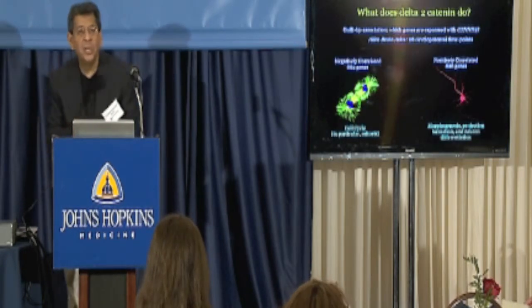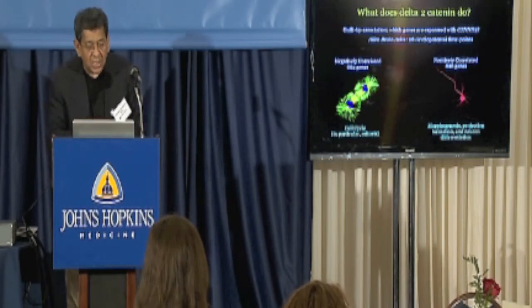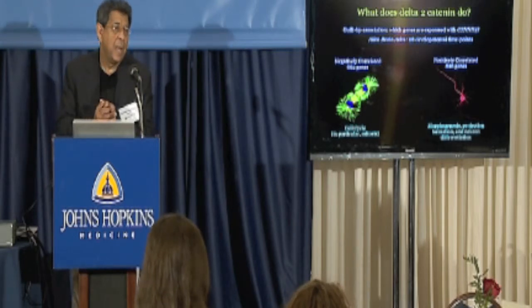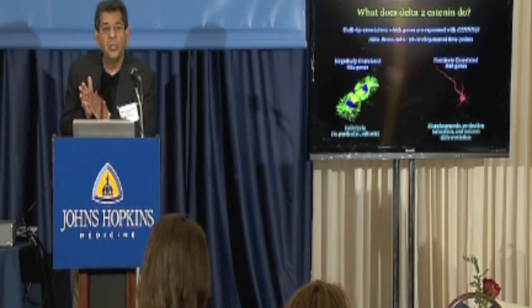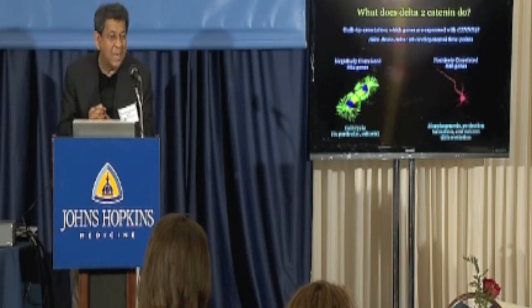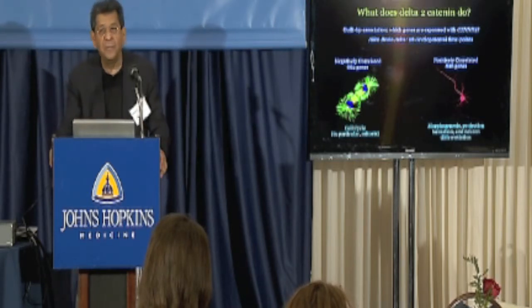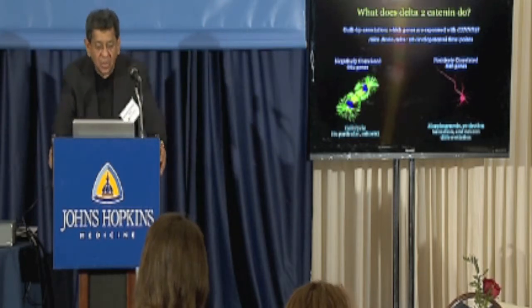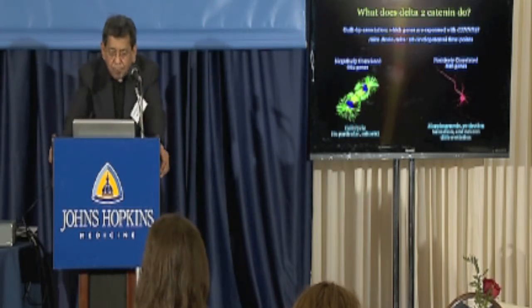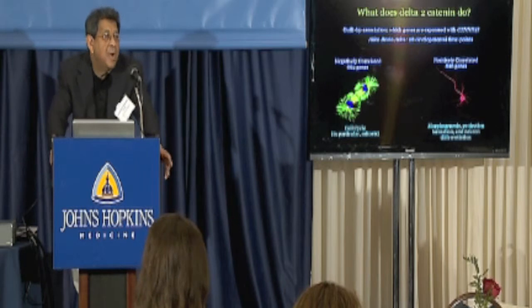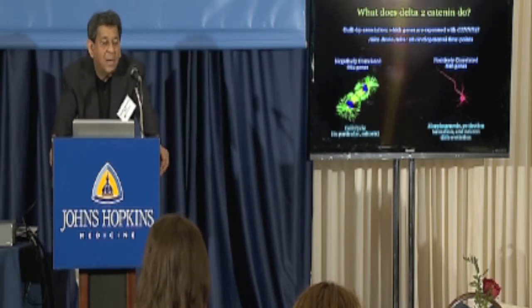So of course the question is, what does this protein delta-2-catenin do? Modern biologists use a variety of tools that basically are variations of a method that we all use, called guilt by association. So there's a remarkable resource. It's called the Allen Brain Atlas.